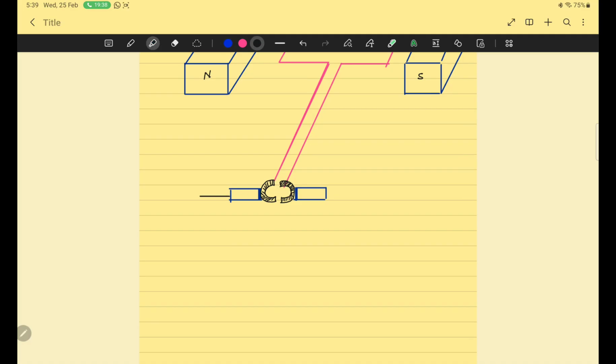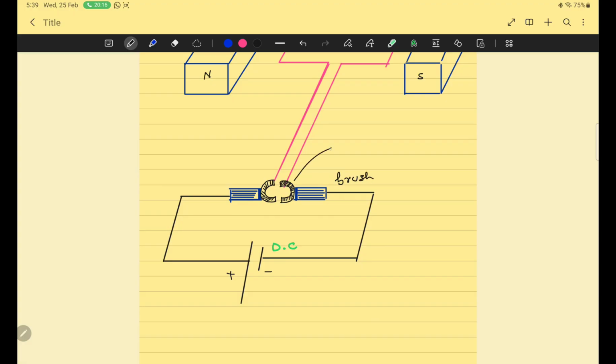And now these carbon brushes are attached with a DC source because we are studying DC motor. So this is attached with the positive and negative terminal of DC source. This is the DC source and it is connected with the carbon brush. Remember, carbon brush will remain stationary, will remain fixed.